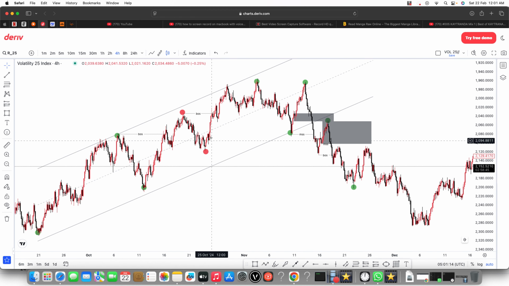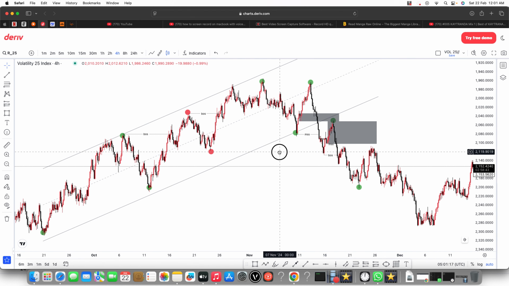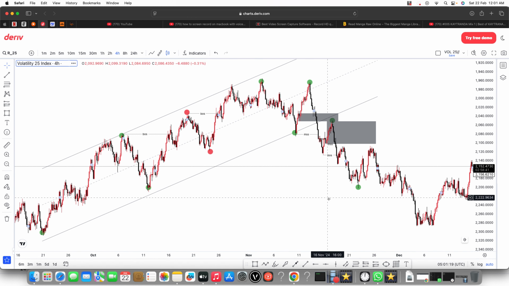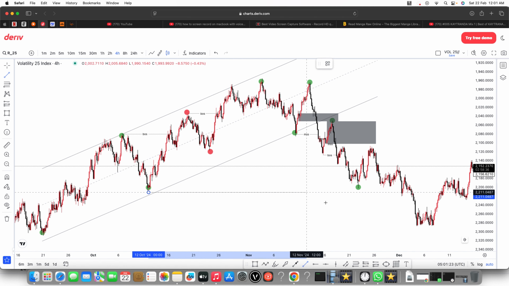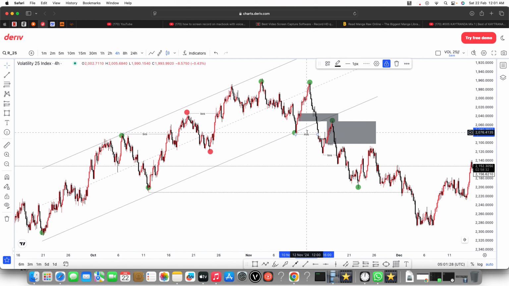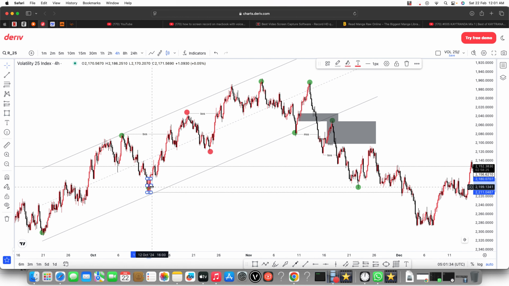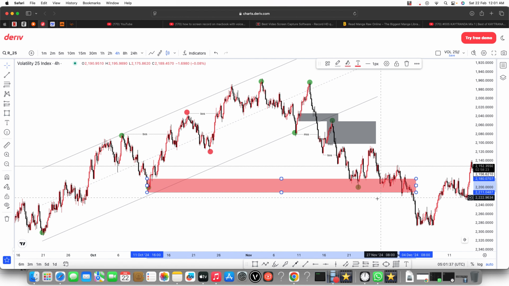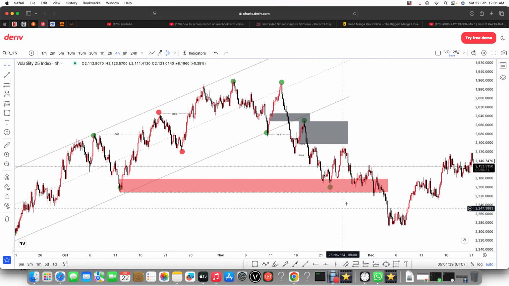Now, with this internal swing, this is the area where we have the external break. This market structure shift was an internal shift of market structure. But what that says is, on the external side, the markets could have still come back to this area on the higher time frame, and this would have been the external swing for the market to buy back to the upside.